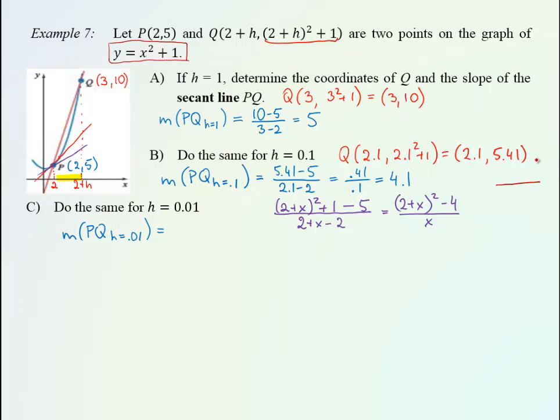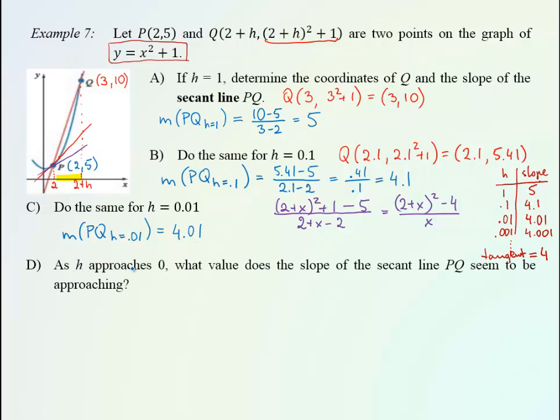So let's record on the side what we came up with using the calculator. If h was 1, then the slope was 5. If h is 0.1, then the slope becomes 4.1. If h is closer, 0.01, then the slope is 4.01. If h is 0.001, then the slope is 4.001. And we can predict that the slope of the tangent line is actually equal to 4. So we can come back to finish this equation. Slope of PQ when h is 0.01 was 4.01. As h approaches 0, what value does the slope of the secant line seem to be approaching? That's the value 4 that we came up with here.